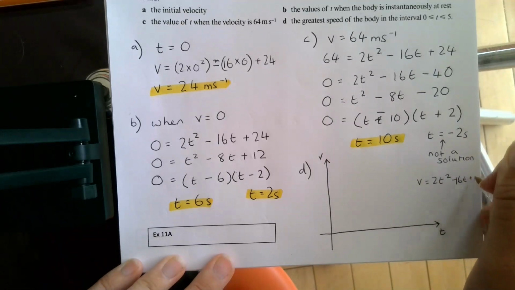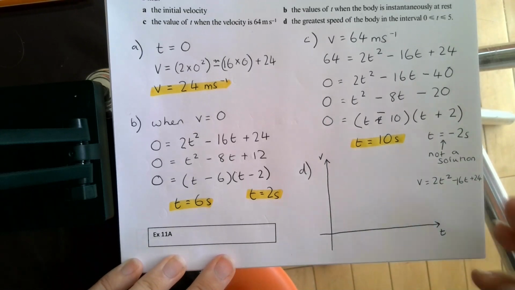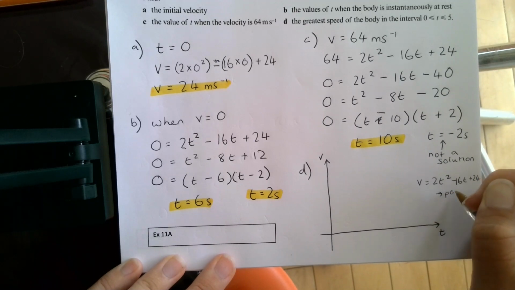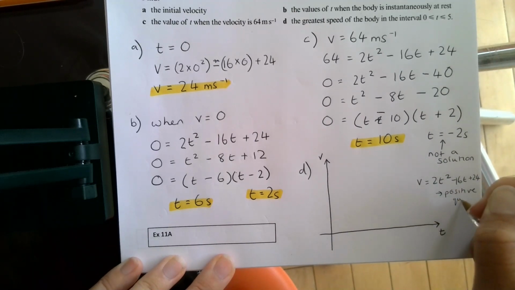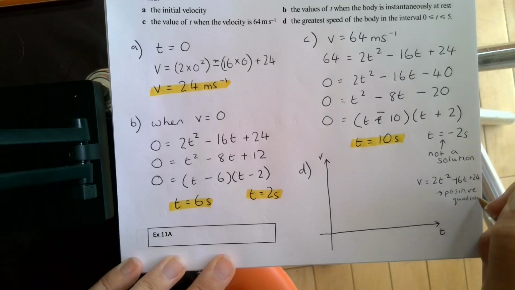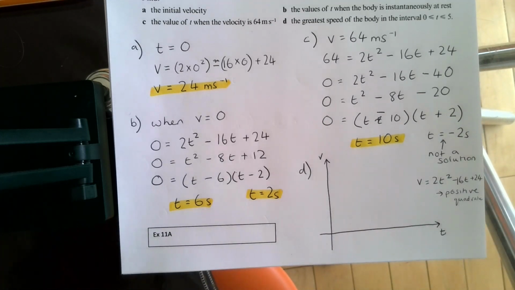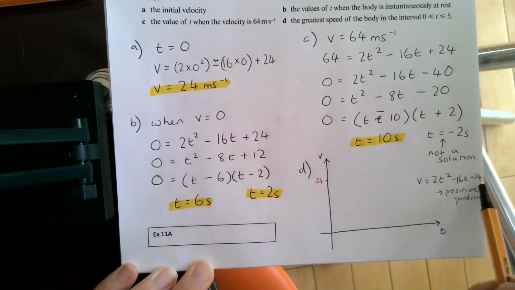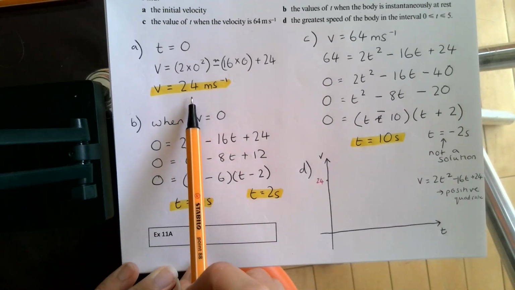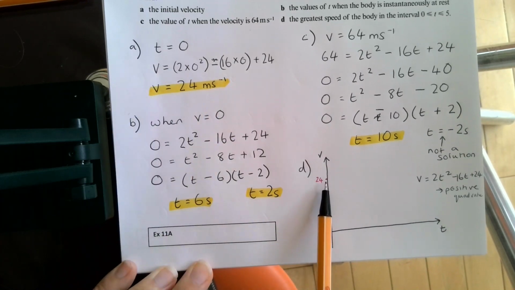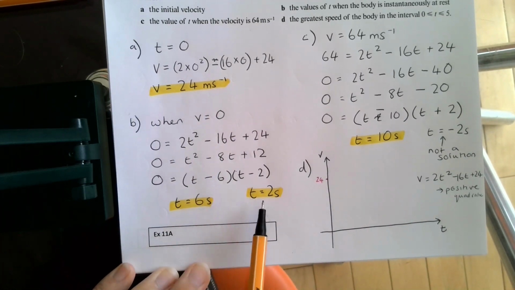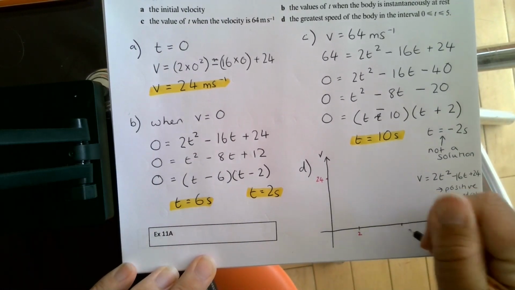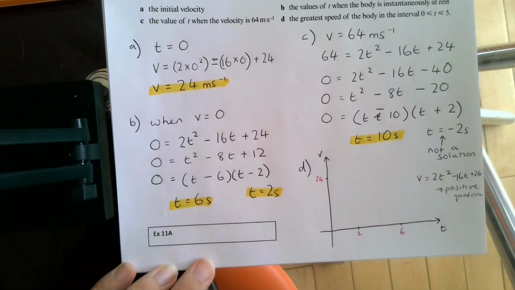So I know that the velocity is equal to 2t squared minus 16t plus 24. This is a quadratic and it's a positive quadratic graph. If I draw this graph, I know that it goes through v is 24, and actually we worked that out in part A, that when t is 0, v is 24. I also know the roots, because we worked them out in part B, that at t is equal to 2 seconds and t is equal to 6 seconds, it goes through velocity 0.